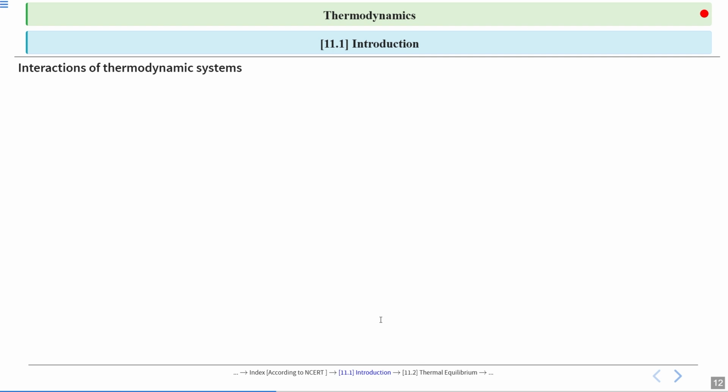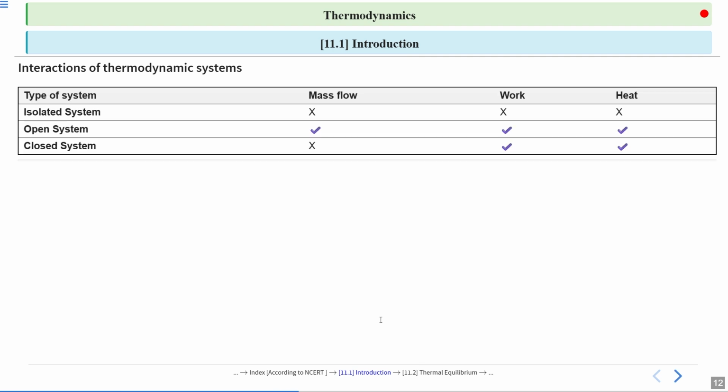Interactions of thermodynamic systems. So let's summarize. First, for isolated system, open system, and closed system. For an isolated system, there is no mass flow, and work done is zero, heat is zero. For an open system, there is mass flow, like an ocean. Water evaporates and rainfall comes into it.